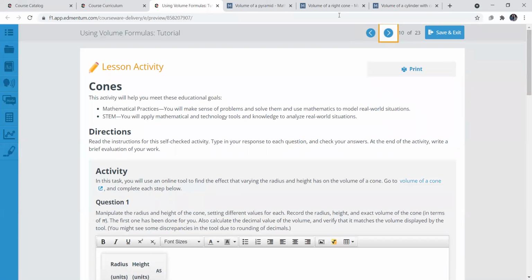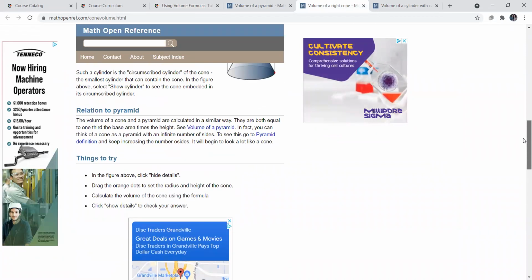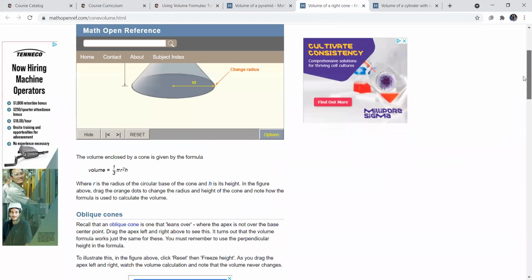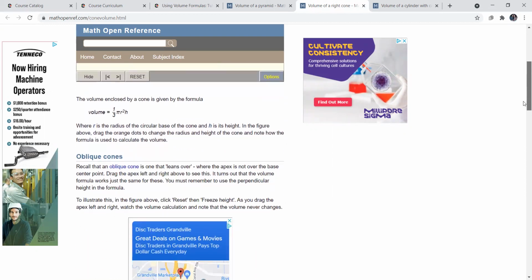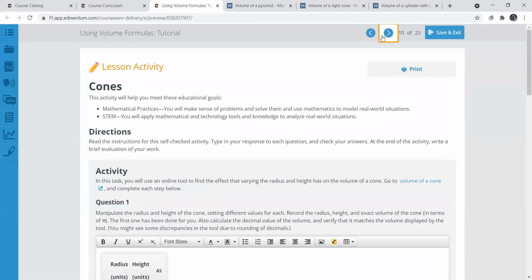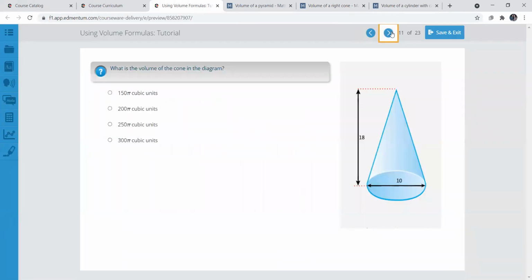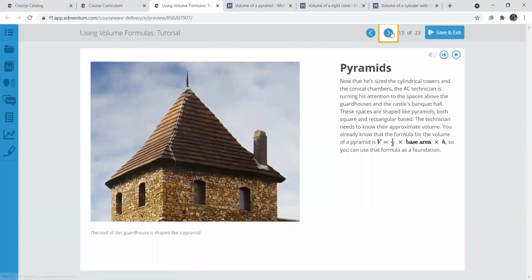Okay, so let's go right here and let's go back to our cone. So here's our cone. We have 14 as our height, and then we have 12 as our radius. So then how do we plug it in? It's 1/3 times pi times 12 squared times 14. And that is how we'd find the volume of a cone. So let's skip these questions again. We'll let you answer it on your own now that you know how to figure out the volume.